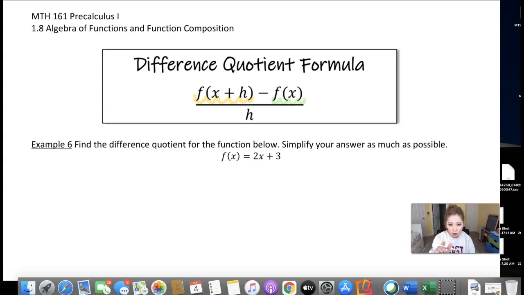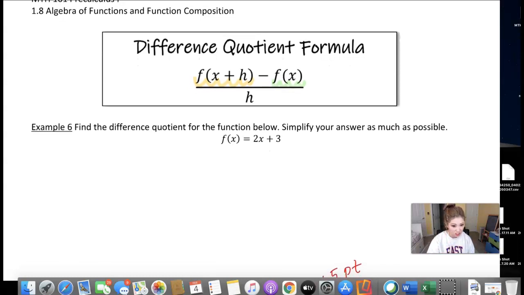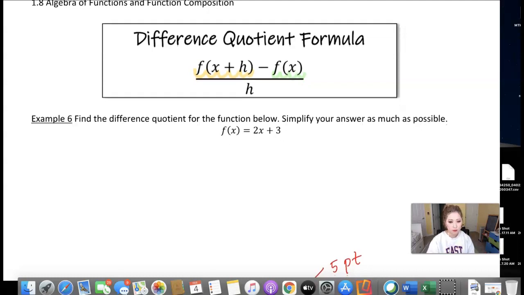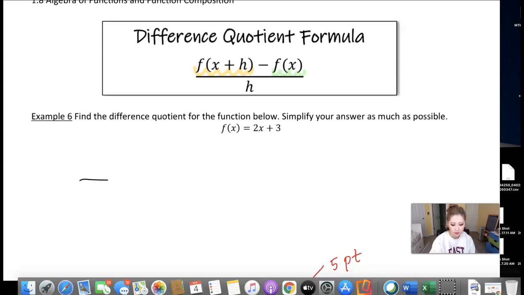So let's go ahead and try this difference quotient with the easier linear function first, okay? So they said find the difference quotient for the function below. Simplify your answer as much as possible, okay? So for the linear function, 2x plus 3, let me go ahead and set it up as a big fraction first, okay? Because difference quotient is a fraction, right? In the bottom of the fraction will be what? Just h.